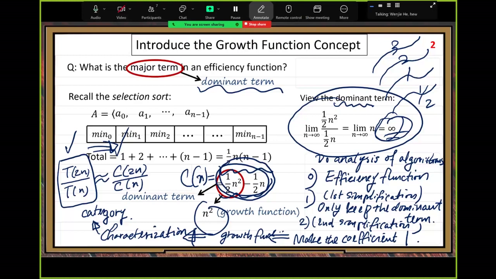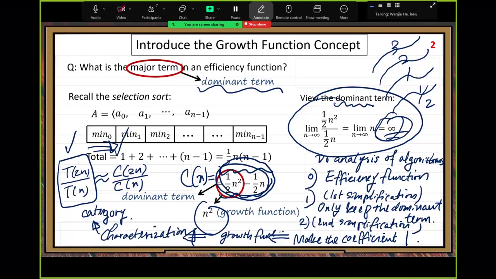After we get a growth function, then we want to put our algorithm, based on the growth function, in the appropriate category. All right? So that's what we are going to do.